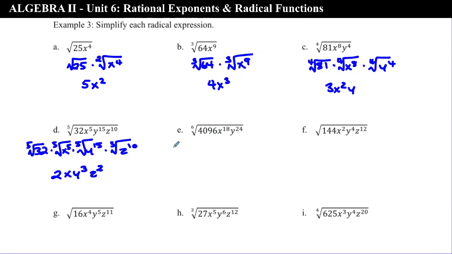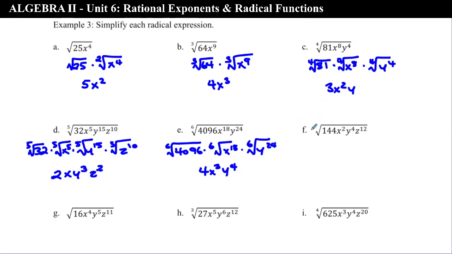For e, we're going to do the sixth root of 4096 times the sixth root of x to the 18th times the sixth root of y to the 24th. The sixth root of 4096 is 4. 18 divided by 6 is 3, so that gives us x to the third. 24 divided by 6 is 4, so that gives us y to the fourth.